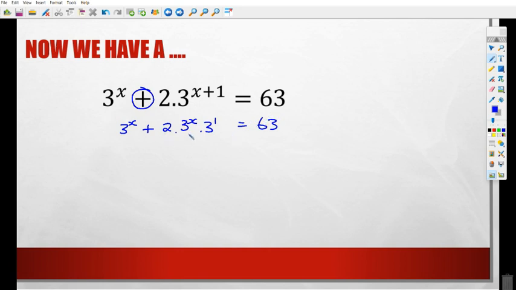Now, if I look at these two terms, the first term and the second term, is there anything that looks exactly the same? Yes, we've got the 3 to the power of x. If I take it out, what's left? We've got 1 left here, plus, what's left here if I take it out? The 2 times the 3. 2 times 3, not 2 comma 3. Equal to 63. Let's simplify this bracket.